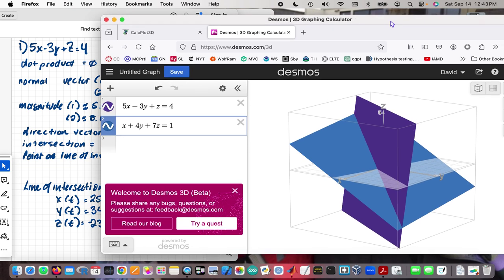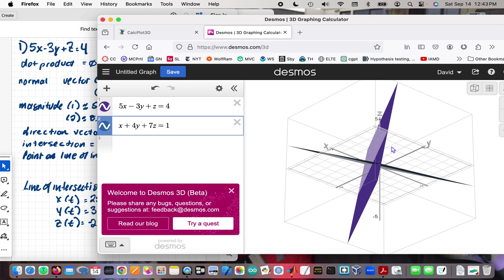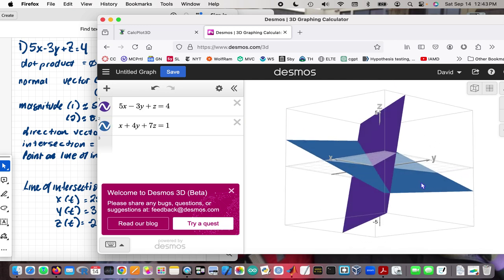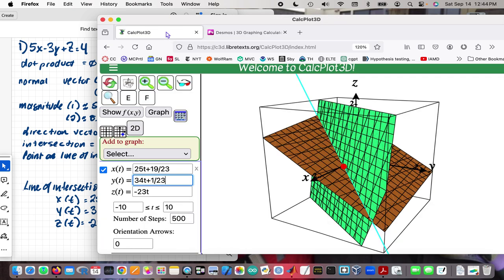What you see is the two planes graphed in Desmos, and moving the graph around, it sure looks like they intersect at right angles if you look at the two planes just about head on. You can also see that the line of intersection cuts through the xy plane. So the previous assumption about z equals 0 in computing the point on the line of intersection seems to be a valid assumption. Here's the graph in CalcPlot. It's easier to see the line of intersection and the point previously computed that sits on the line of intersection. More on that in a minute.